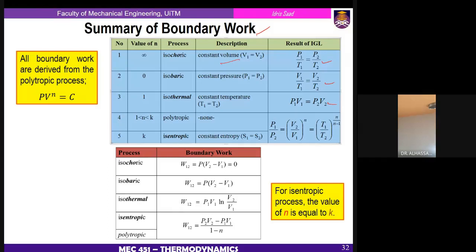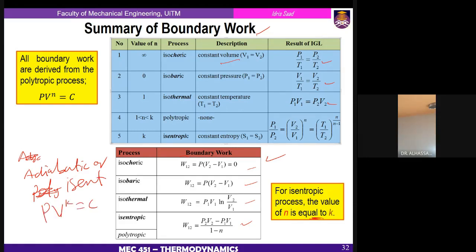And with regards to the boundary work, the isochoric process is this. This is isobaric, this is isothermal, and both polytropic and isentropic are represented in this. So for an isentropic process, the value of n is equal to k. I've explained to you that adiabatic or isentropic processes are governed by PV raised to the power k equals a constant. And a polytropic process is also governed by this equation. However, they have the same boundary work. The only thing is that depending on the situation, the n changes to k.